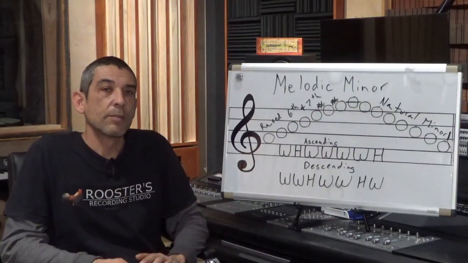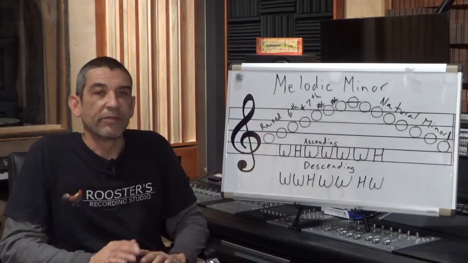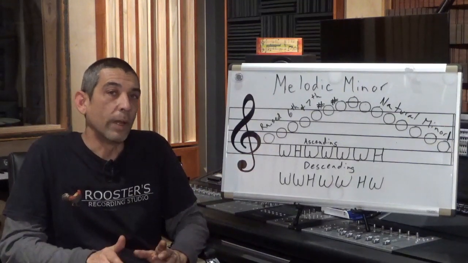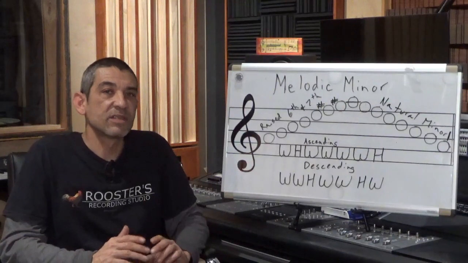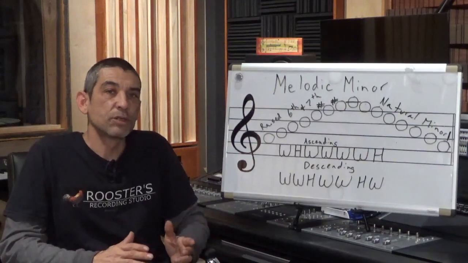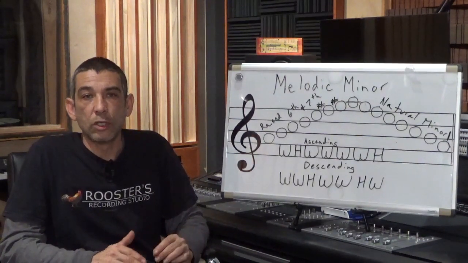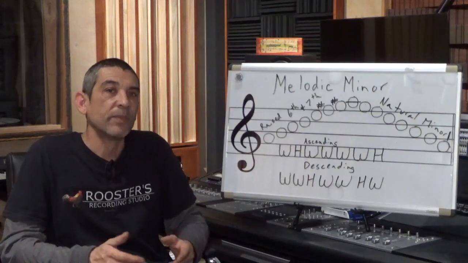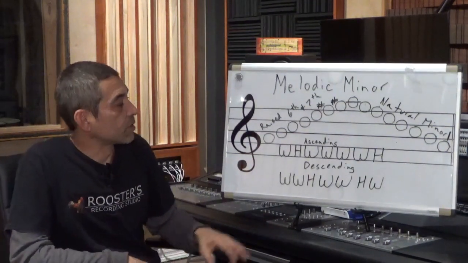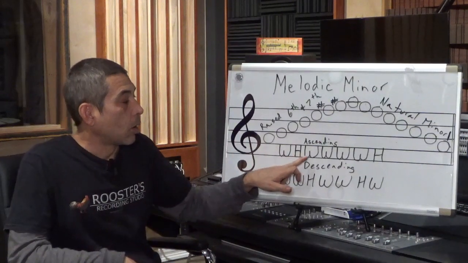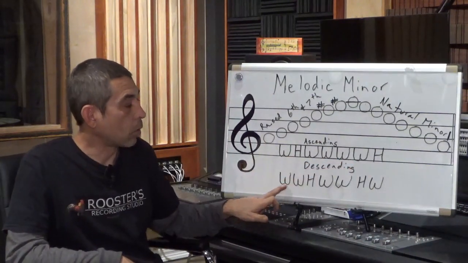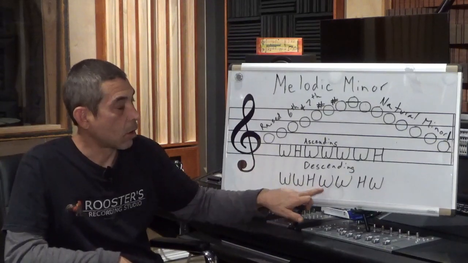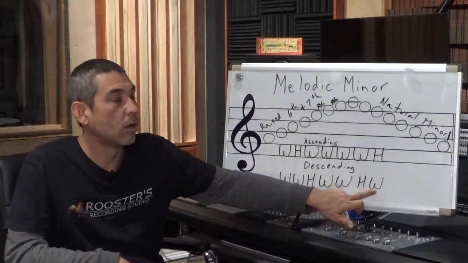To make the melodic minor scale, the intervals are different on the way up than they are on the way down. So on the way up, you raise the 6th and 7th scale degree of the natural minor scale, and on the way down, you play the natural minor scale. So that makes all the intervals whole, half, whole, whole, whole, whole, half, whole, whole, half, whole, whole, half, whole.